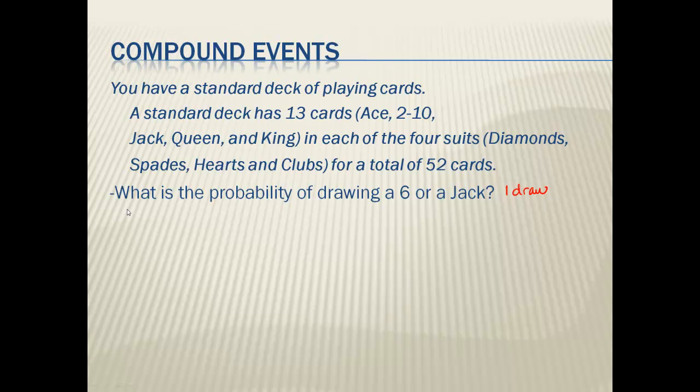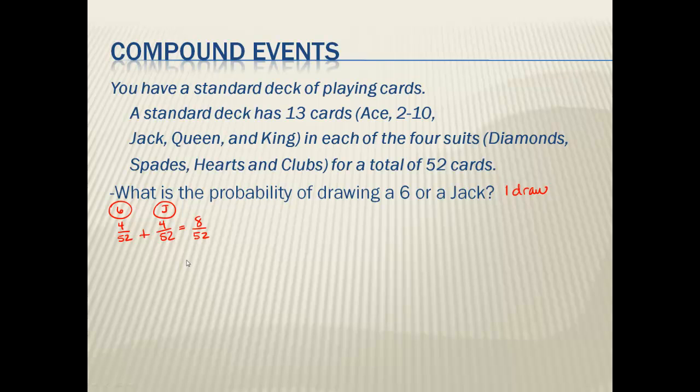So we need to find the probability of each. Well, probability of drawing a 6, there are 4 sixes in a deck of cards. So 4 cards out of 52 cards are 6s. And then for jacks, 4 cards out of 52 are jacks. Okay, since we're only doing one draw, all you have to do is add their probabilities together. So 4 plus 4 is 8, and since we're adding fractions, you want to keep the denominator. So in other words, make sure they're the same too.